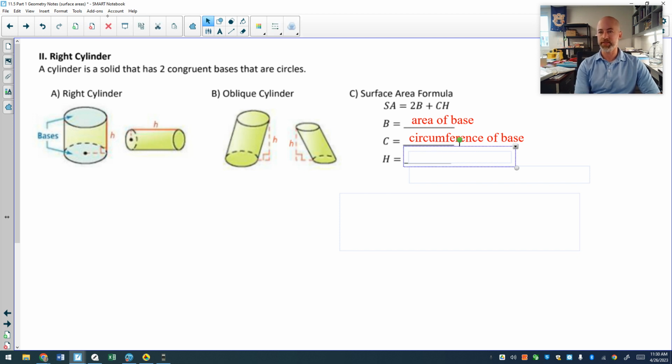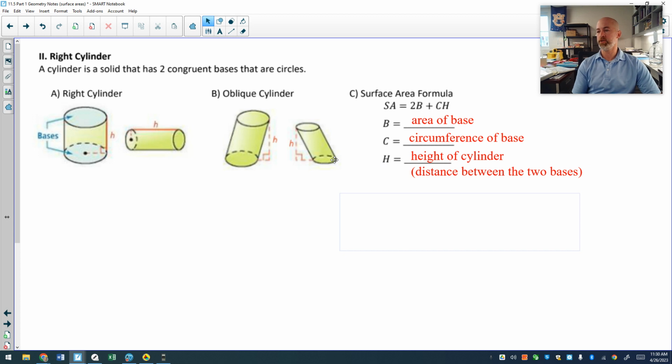And the height is still the distance between the two bases, the height of the cylinder. And just remember that the heights must be measured with a right angle. So if your cylinder is straight up and down, if it's not tilted like an oblique cylinder, then the lateral height right there would be the height of the cylinder. Otherwise, you would be looking for some right angle to indicate that you are looking at the height.